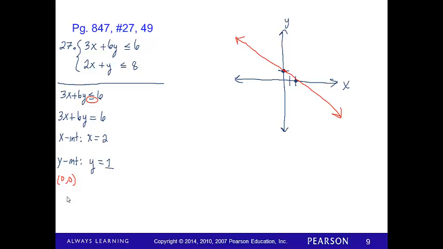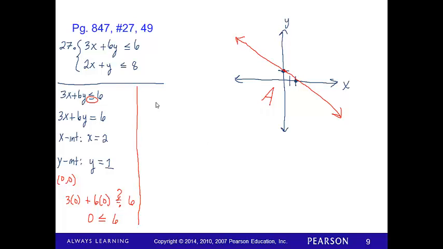Now let's plug it in for this inequality, and let's see if it comes out with a true statement or a false statement. So we get 0 times 3 plus 6 times 0. Is that less than or equal to 6? We get a 0 on the left side, a 6 on the right side, and that is less than or equal to 6. Therefore, we would shade this half of the plane. I'm not going to shade it. I'm going to call it big A, just so I can remember what side I'm actually shading. Big A.